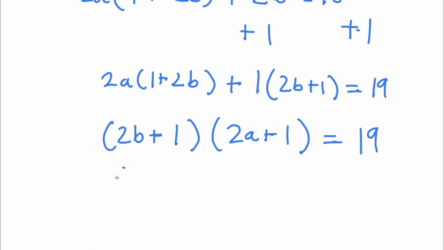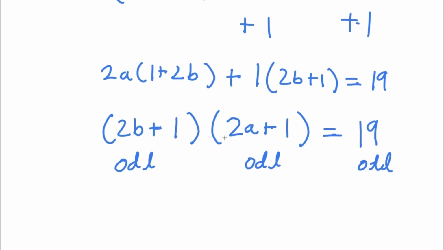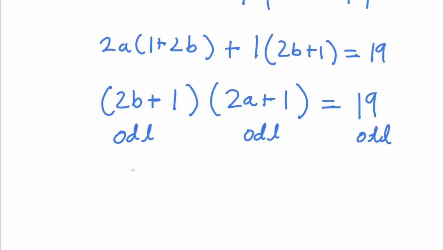Now notice how both of these are going to be odd. And 19 is also odd as well, because 2 times any number is going to be an even number, and an even number plus 1 is an odd number. So both of these are going to be odd, and 19 is already odd. So I'm going to think of 2b plus 1 as 1 and 2a plus 1 as 19, because 1 times 19 is equal to 19, and these two are actually the only factors of 19, and they're both odd.